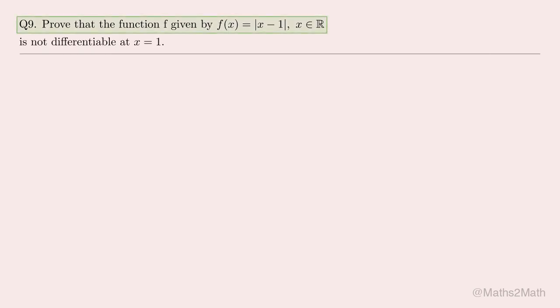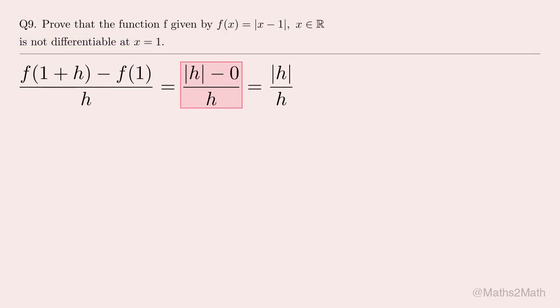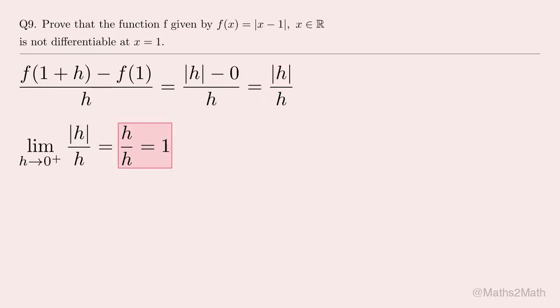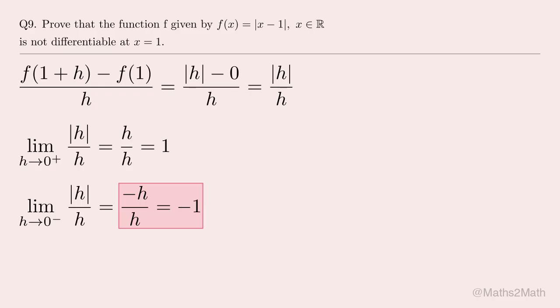Question 9. The modulus function shifted to have its corner at x equals 1. We must prove the corner really breaks differentiability. The 2 one-sided limits of the difference quotient at 1 must disagree. The difference quotient at 1, f of 1 plus h minus f of 1 over h, and f of 1 is 0. From the right, h positive. The quotient is h over h, which is 1. From the left, h negative. Modulus h is minus h, so the quotient is minus 1.